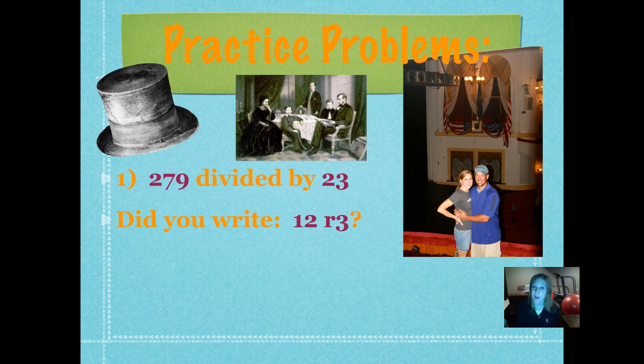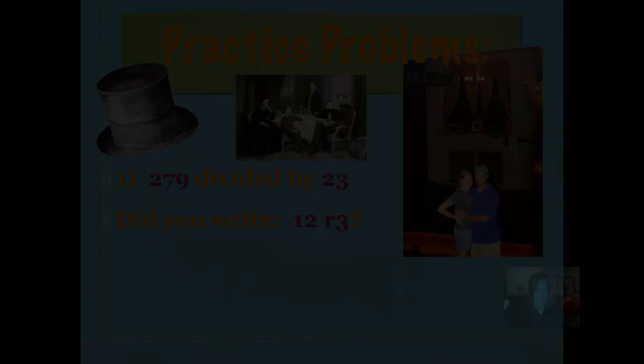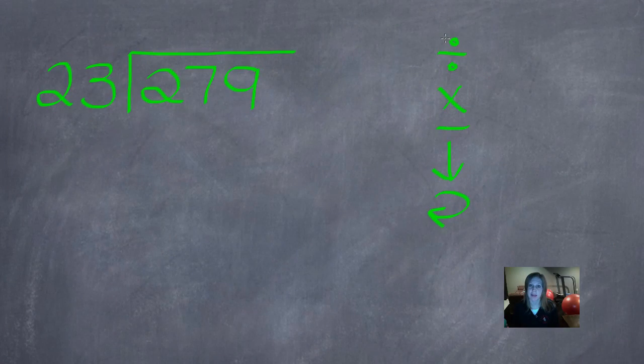Did you find 12 remainder 3? Let's see how you do that using the standard algorithm. I wrote the steps down the side: divide, multiply, subtract, bring down, start all over. So we're looking at how many times 23 will go into 2. It won't, so we'll put an X above it. And now we're looking at how many times 23 will go into 27, which I think we can figure out. It's going to go in 1 time, and we'll multiply 1 times 23, which is 23, and subtract.